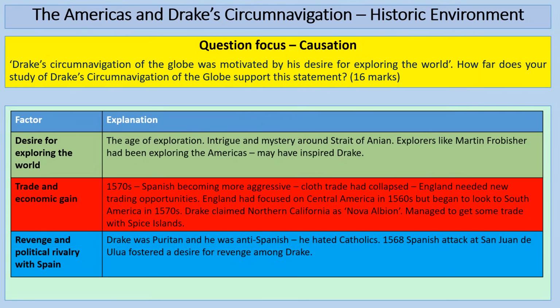If you're looking at an alternative factor, trade and economic gain, you could talk about how Spain was becoming more aggressive, the cloth trade had collapsed, and that England needed new trading opportunities, beginning to look to South America. The fact that Drake eventually claimed Northern California as Nova Albion shows they're looking to develop trade links and colonization. The fact that they managed to get some trade with the Spice Islands as well. So you've got to look at what actually happened on the circumnavigation, in terms of why it might have happened.